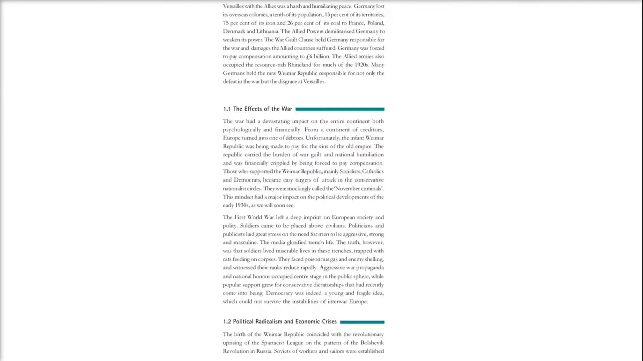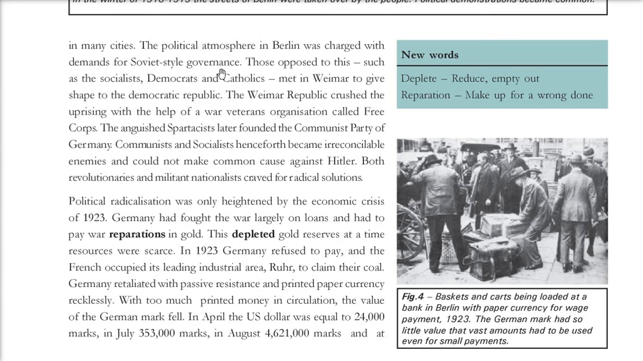At this time, there was political radicalism, because the Weimar Republic coincided with the revolutionary uprising of the Spartacist League, just like the Bolshevik Revolution in Russia. So the Weimar Republic tried to crush this Spartacist type of uprising, which could take place here also. The angered Spartacists founded the Communist Party of Germany, because they wanted communism to come here.